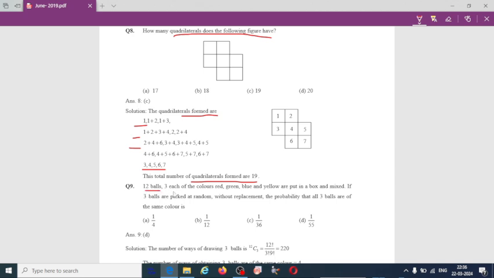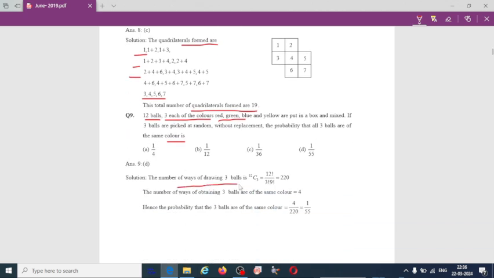So 12 balls in the next question, 3 each of the colors red, green, blue, yellow, are put in a box and mixed. If 3 balls are picked at random without replacement, the probability that all 3 balls are of the same color is. So the number of ways of drawing 3 balls is 12 combination 3, permutation and combination as we have. So if we do the calculation, we will get 220.